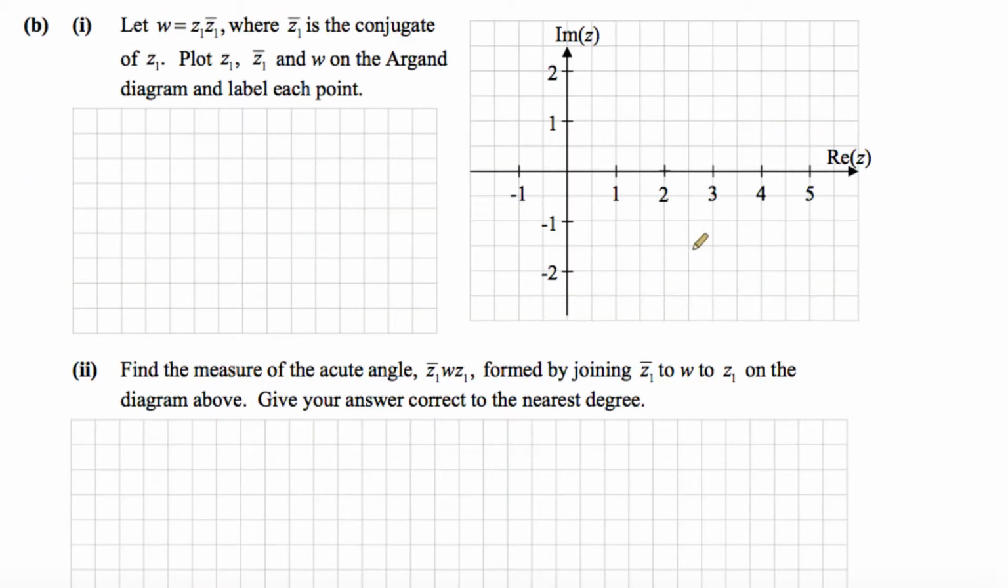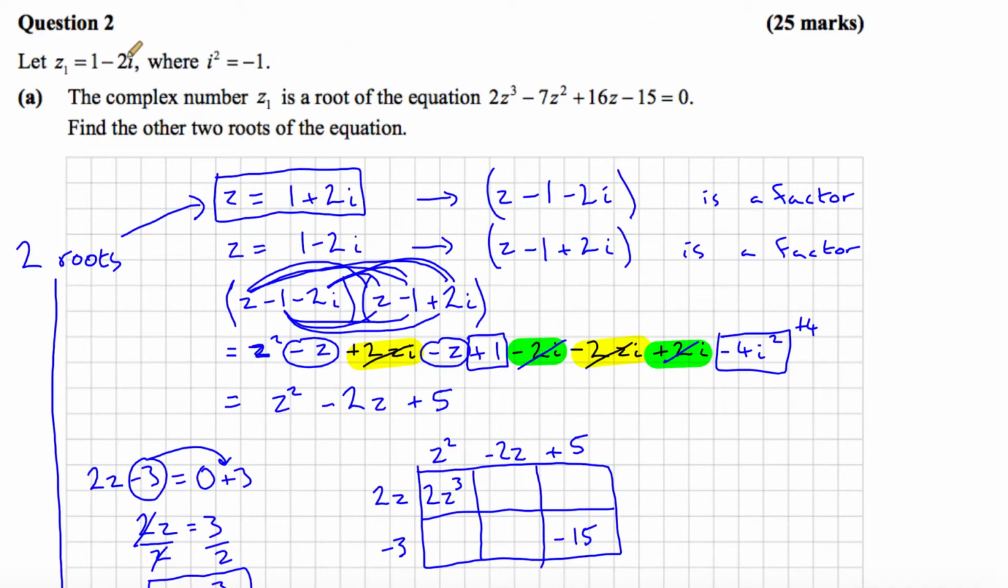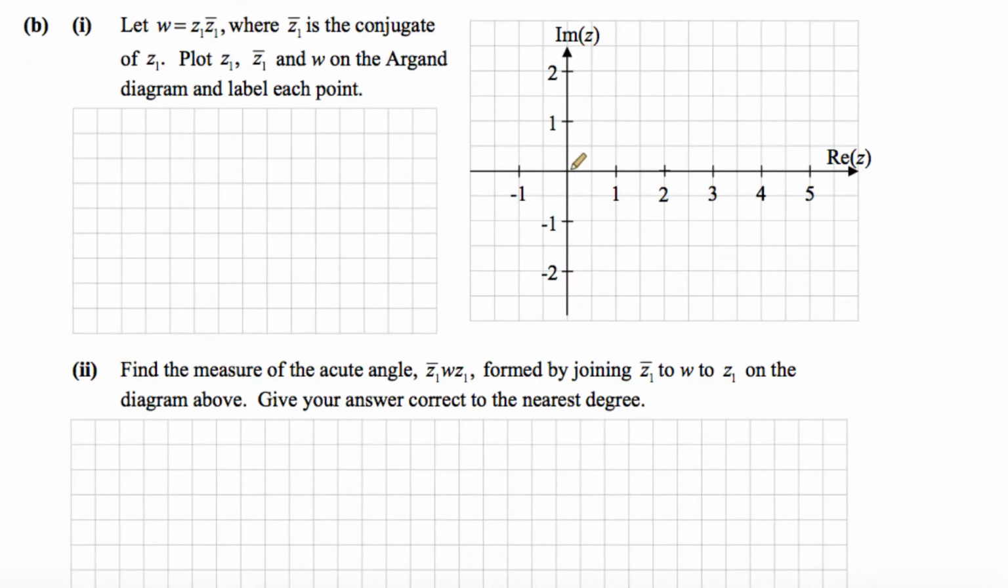Okay. Part B1 says, let W be equal to Z1 times the conjugate of Z1, or Z1 bar, where Z1 bar is the conjugate of Z1. Plot Z1, the conjugate of Z1, and W on the Argand diagram and label each point. Okay, so Z1, which was given, was 1 minus 2i.